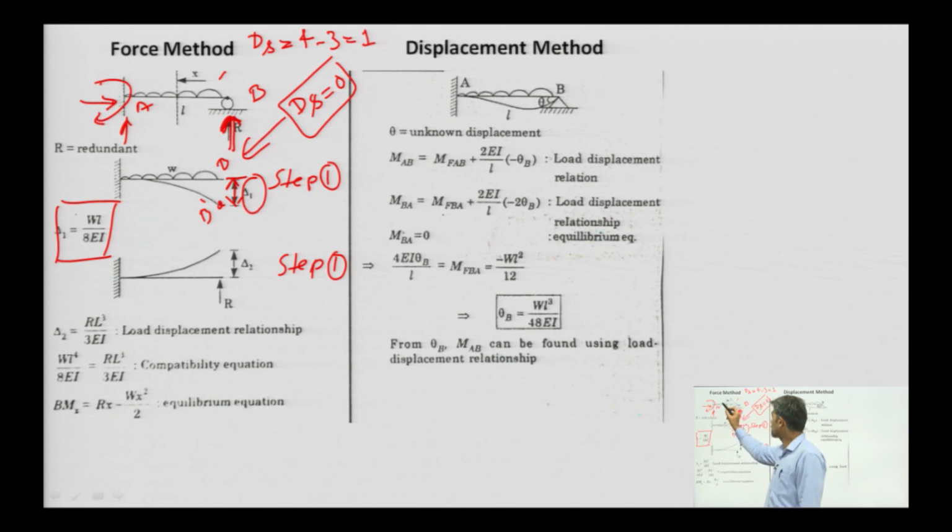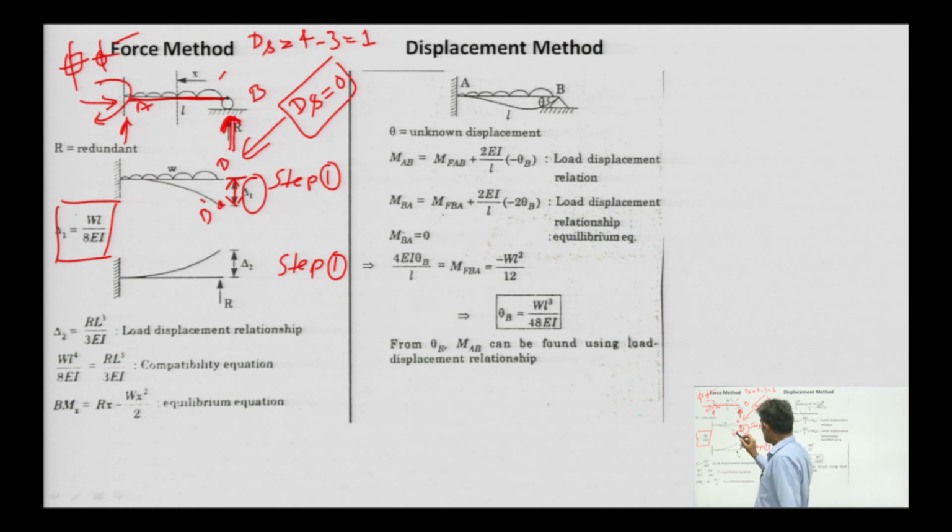E is the modulus of elasticity of this beam, L is the length, and I is the moment of inertia. It depends on whether the section is rectangular or circular or anything else. If it is rectangular, then b d cube by 12. If it is circular, then pi d to the power 4 by how much? 32. Okay, check it out.